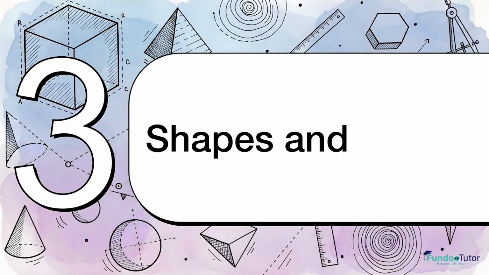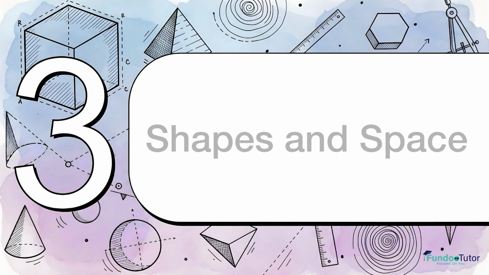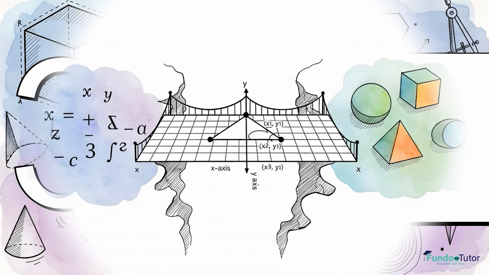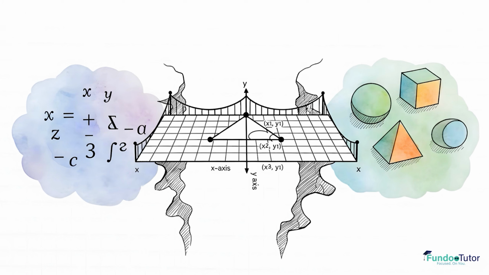Okay, we've tackled numbers and symbols. Now let's get visual and explore the world of shapes and space. This is all about geometry, where math becomes something you can actually see and touch. We kick things off with coordinate geometry. Think of it like this. It's basically giving shapes an address on a map, or a grid. It's the perfect bridge connecting the world of algebra with the world of geometry.